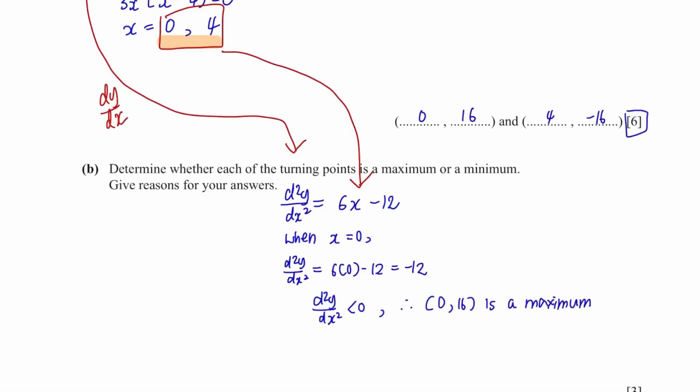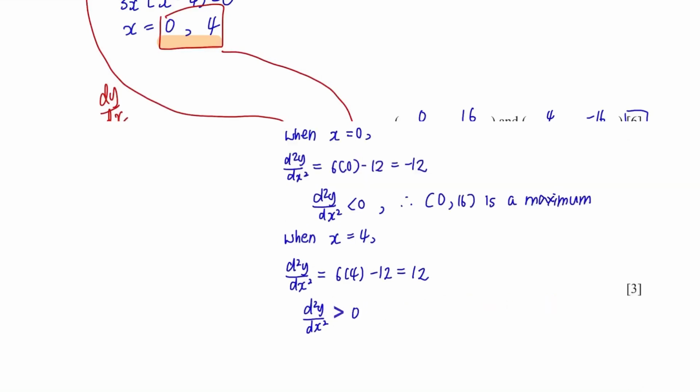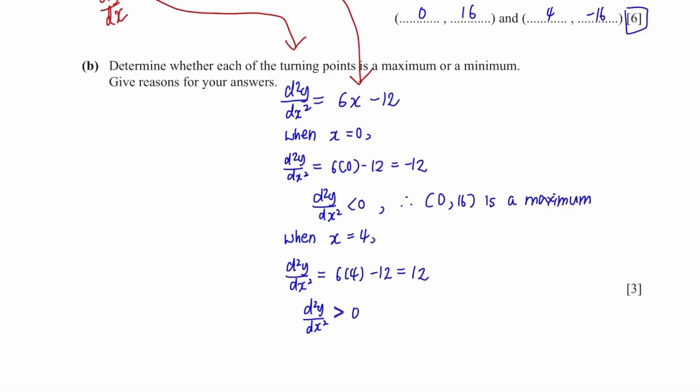Try substituting 4 for x since it's the second x coordinate we just found. You get 12, which is a positive number. So this coordinate is a minimum point. Give valid reasons and you're done.